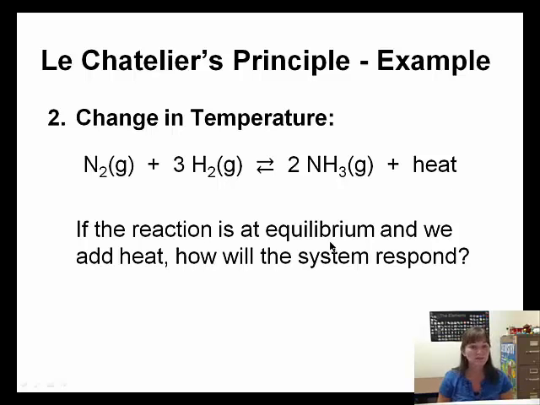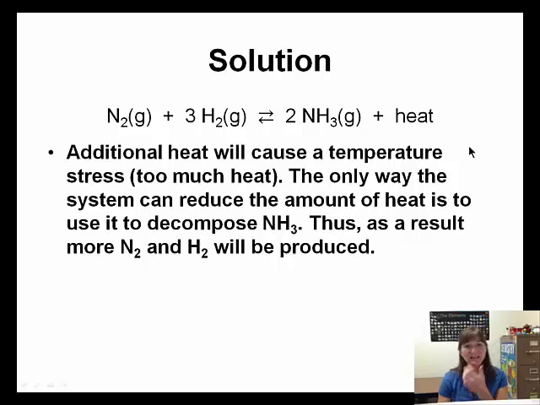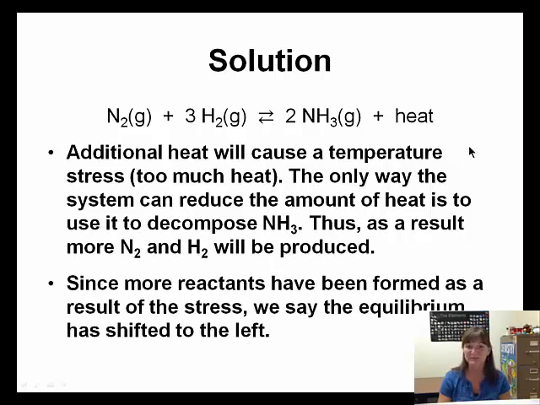If the reaction's at equilibrium and we add heat, so we're going to increase the heat, how will the system respond? So additional heat is going to cause a temperature stress, meaning in this case we have too much heat. The only way the system can reduce the amount of heat is to use it to decompose the ammonia. Thus, as a result, more nitrogen and hydrogen is going to be produced. And because we are getting more reactants, we are going to say that the equilibrium shifted left. So increasing the heat caused the equilibrium to shift left. So remember what I said before, it shifts away from an increase or towards a decrease.